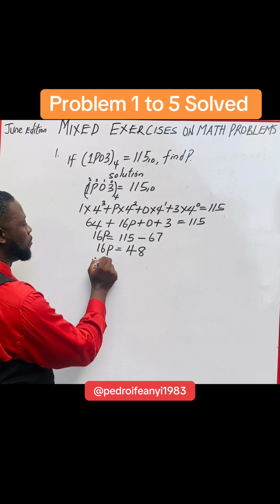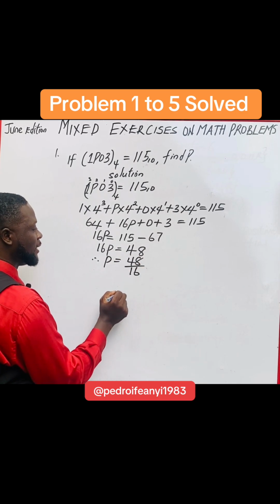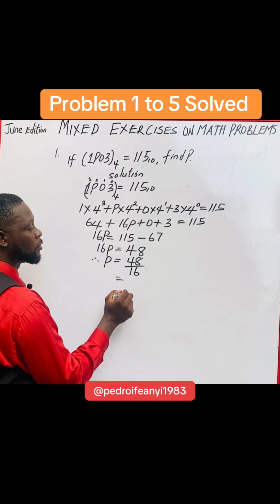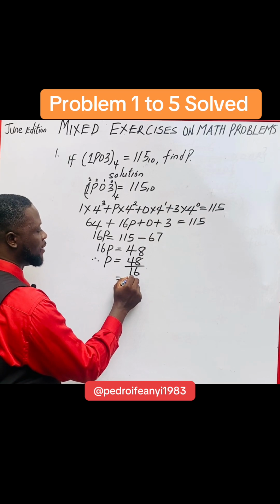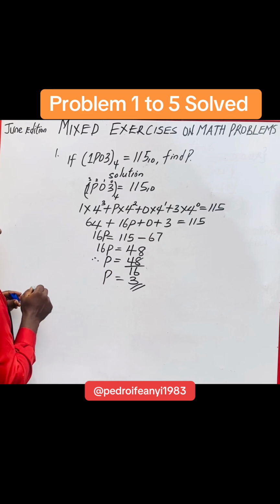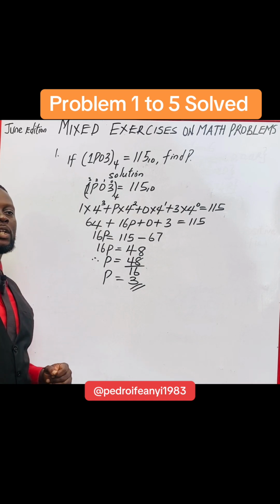So therefore, P is 48 divided by 16. And that will give us 3. So the value of P is 3. Right? So go through it. Let's go to the next number.